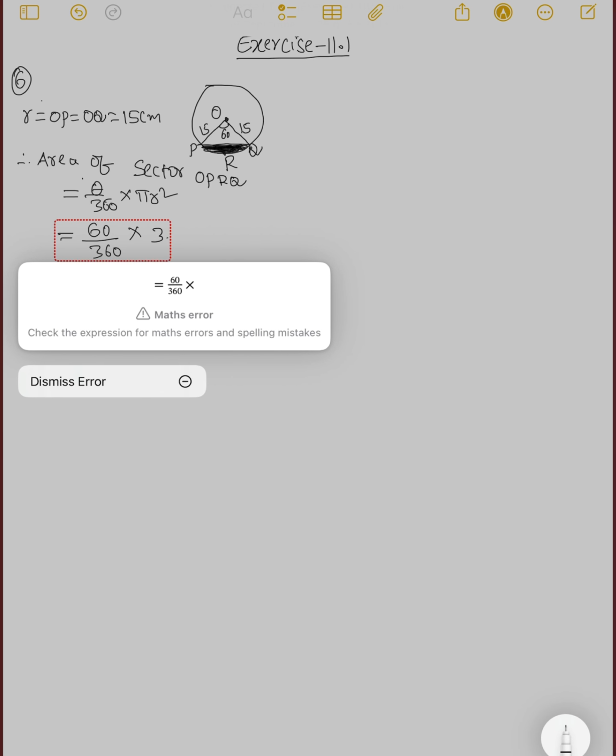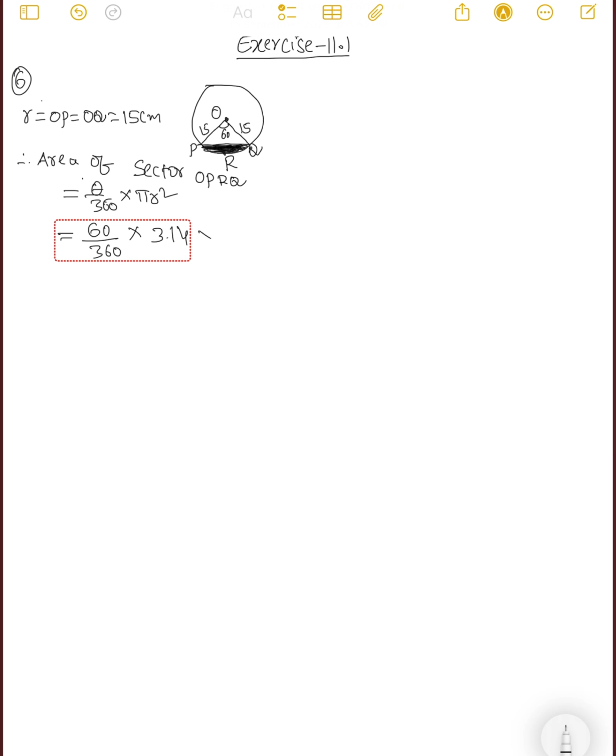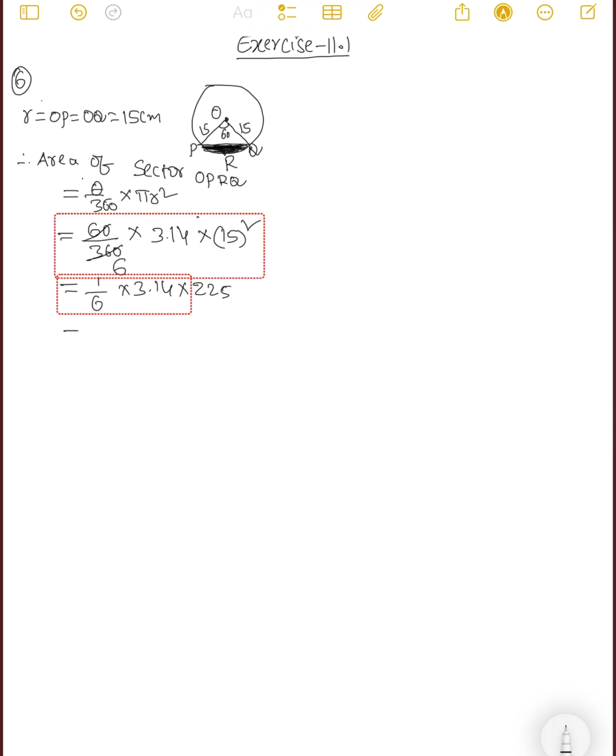Pi is 3.14. R means 15, so r square means 15 whole square. In 360, 6 times cancellation. So here 15 whole square means 225. Overall we get 1 by 6 into 3.14 into 225. Here we get the value 117.275 centimeter square. Okay. Next.